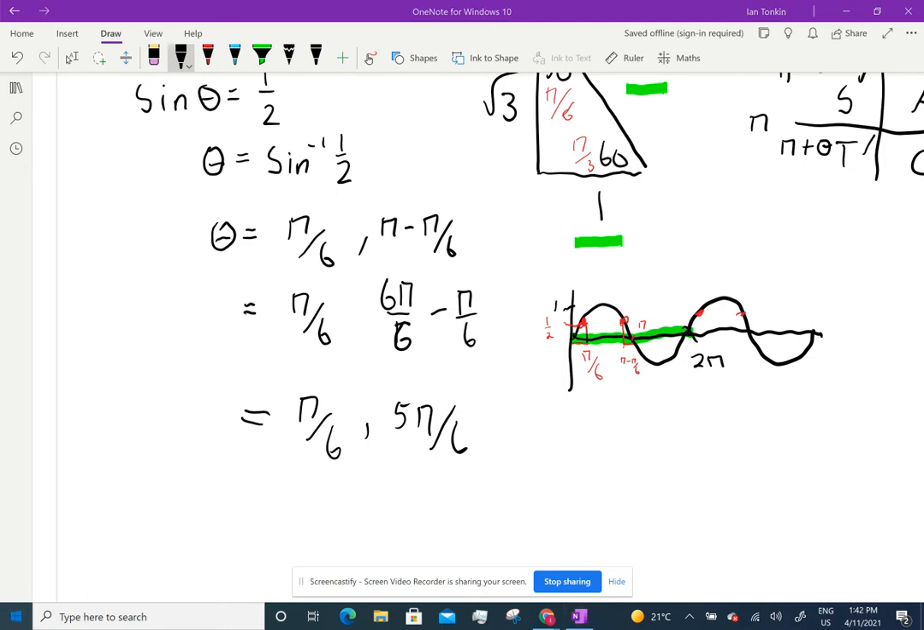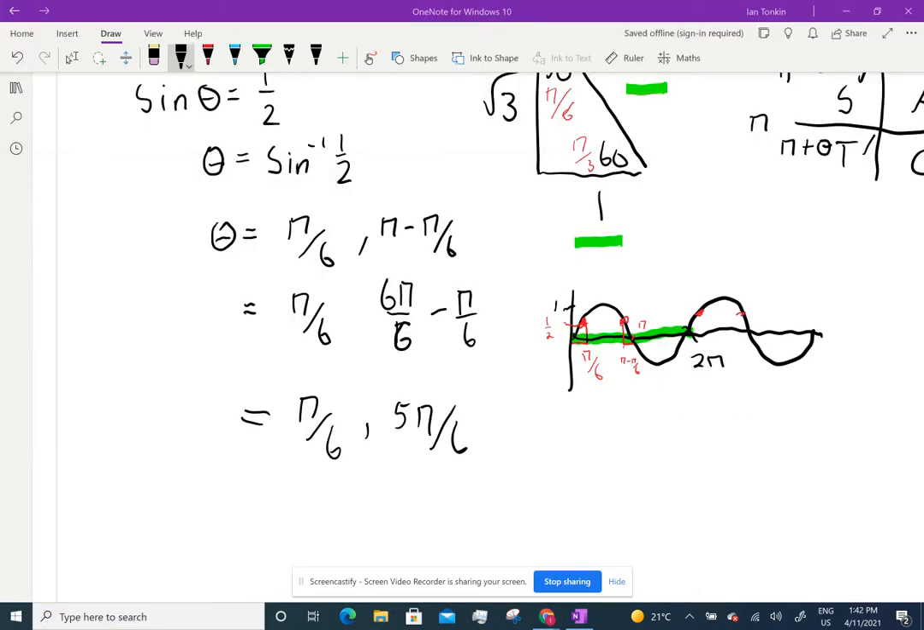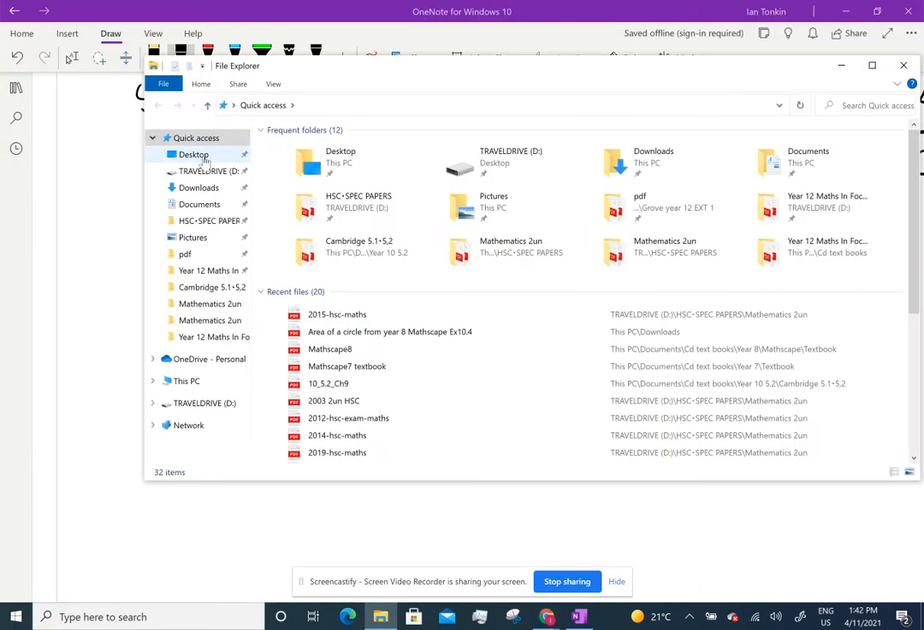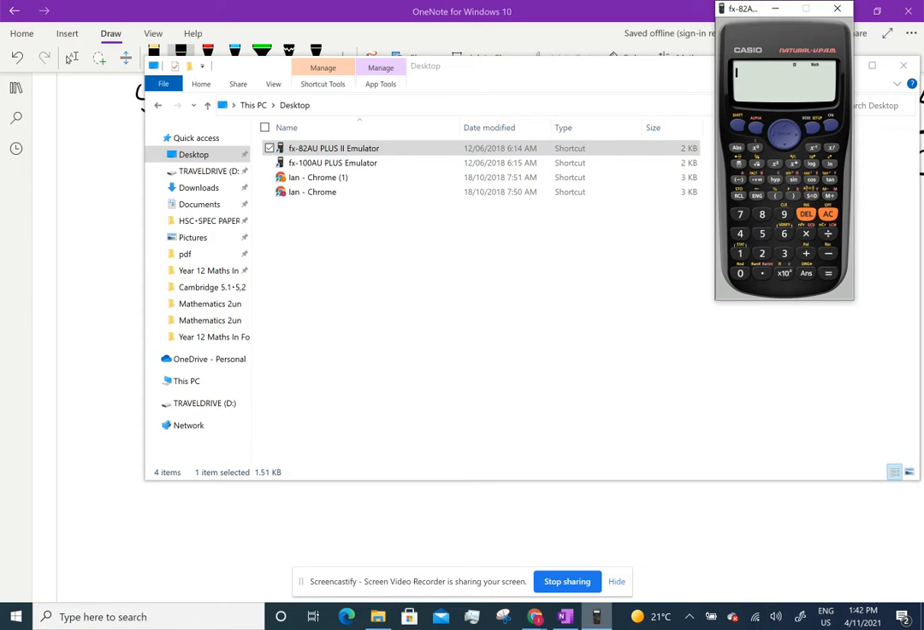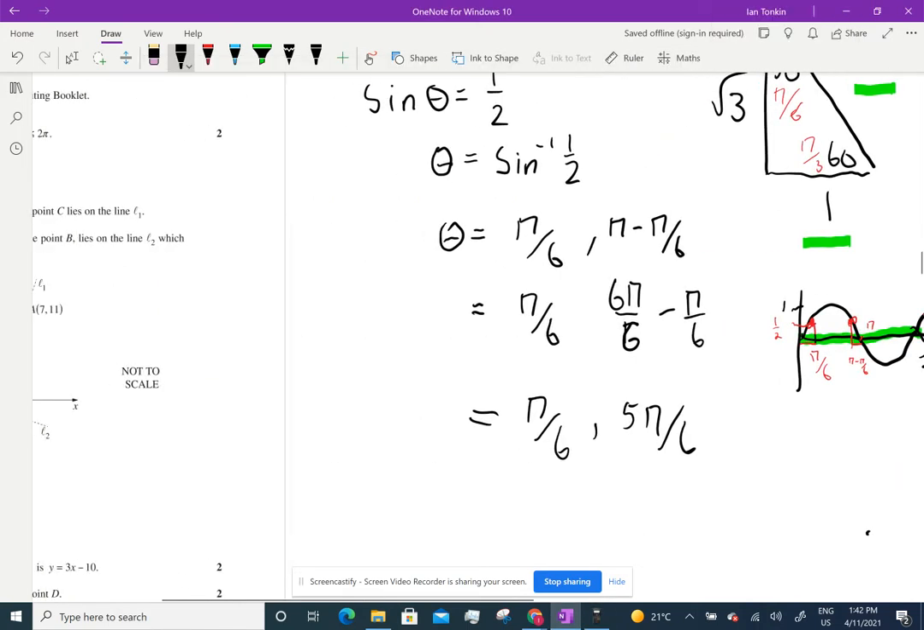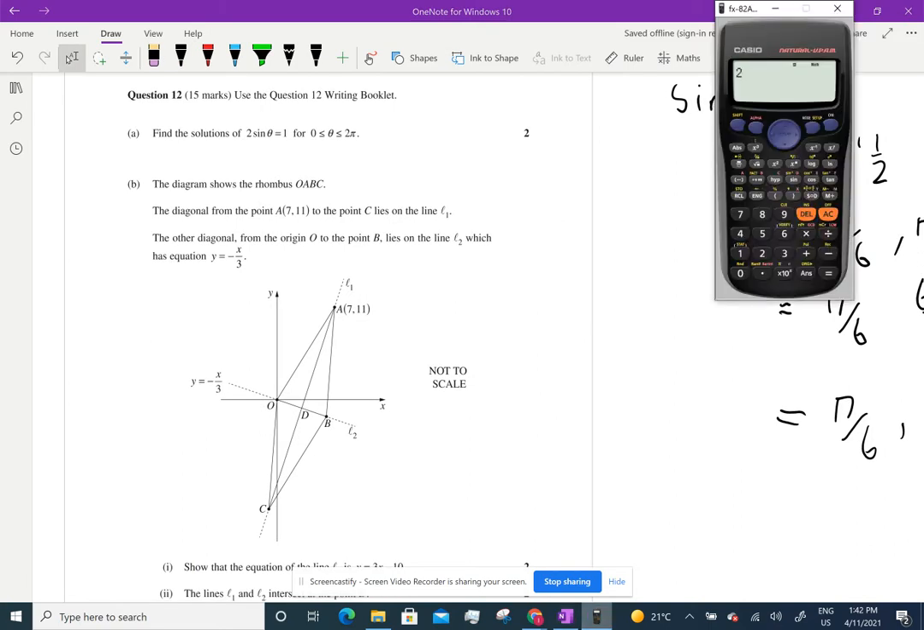Get your calculator and put it in. So what was our original question? It was 2 sine theta. So go to your calculator and go 2 times sine. Make sure your calculator is in radians. So I'm just going to go shift setup, and I'll put my calculator in radians. So now my calculator's in radians.